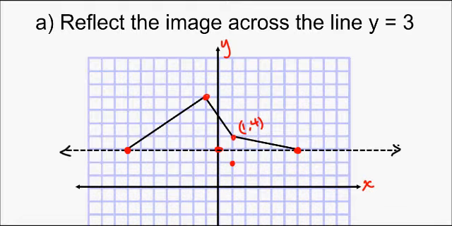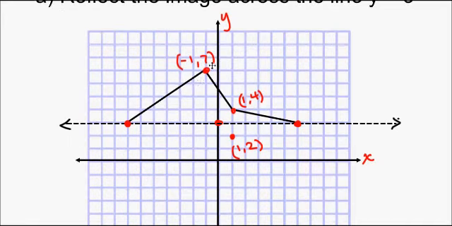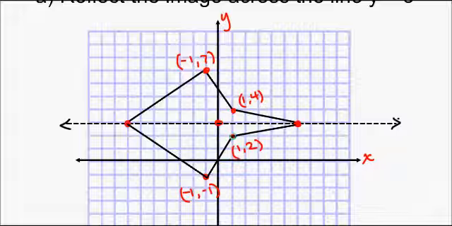Oh gosh, not (1, 3), (1, 2). (1, 2), okay. And this point up here is at (-1, 7). And this is 1, 2, 3, 4 units above my line y equals 3. So I want to keep my x the same and go 1, 2, 3, 4 units below that line. So I have a point at (-1, -1). Now all I have to do is connect the dots. And this is my reflection right here.